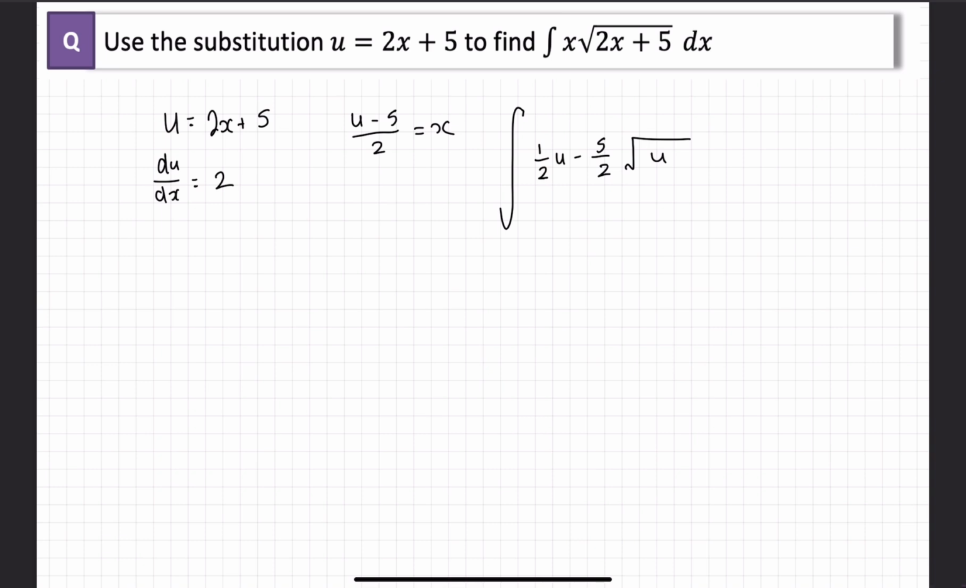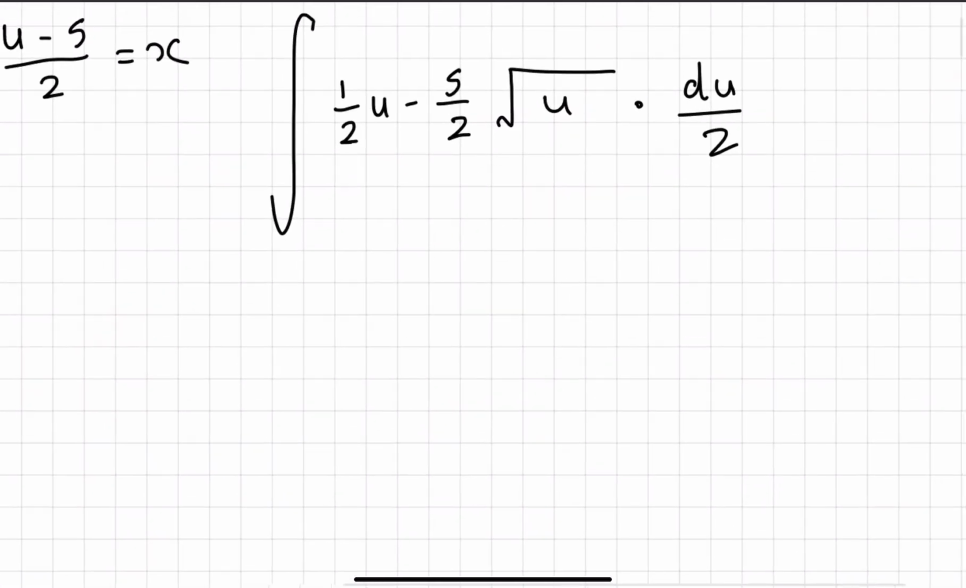Well, what we can say here is du equals 2 times dx. So du over 2 equals dx. So I'll multiply that by du over 2. Okay. So we want to clean this up a bit. So let's have a look at it.